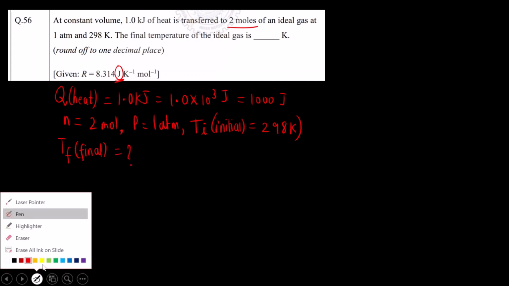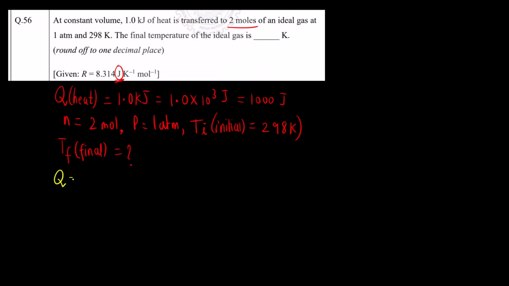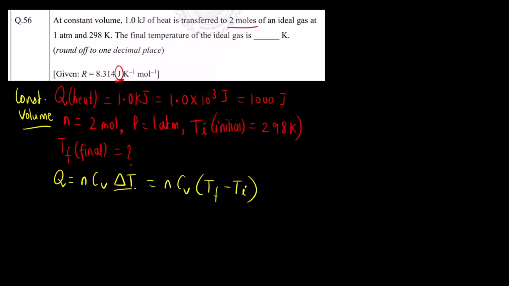Now, which formula do we have to use here? Q is equal to N Cv delta T. Why have I used Cv? Because it is mentioned that it is at constant volume. So we have to substitute Cv and delta T. I can write it as N Cv, and delta T is final temperature minus initial temperature. Delta T is the change in temperature.